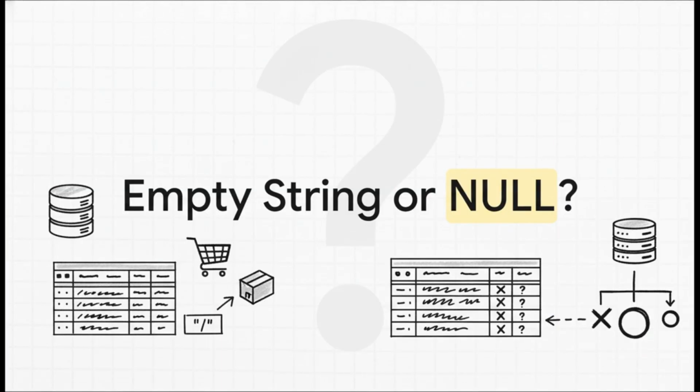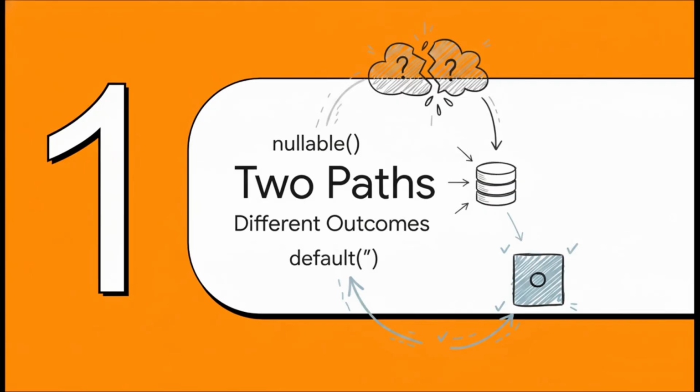So picture this. You're building out a new feature, you add a new column to your database, and it's optional. Let's say it's something like a unit type for a product. Some products might not have one. So what do you do? Do you tell the database, hey, if there's no value, just save an empty piece of text? Or do you tell it the value is truly, genuinely missing, that it's null? To really make the right call here, we've got to understand what we're actually telling our database to do.